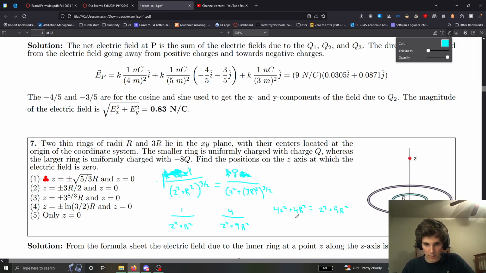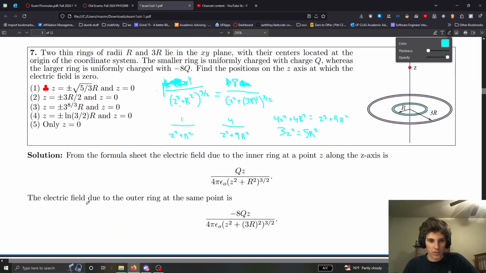You can kind of see it coming together now. 3Z squared is equal to 5R squared. You get Z equals plus or minus the square root of 5/3 R. And obviously, if z equals 0, the ring is completely symmetrical, so the x cancels itself out, and there's nothing on the y. Obviously there can't be a y component to the electric field there.